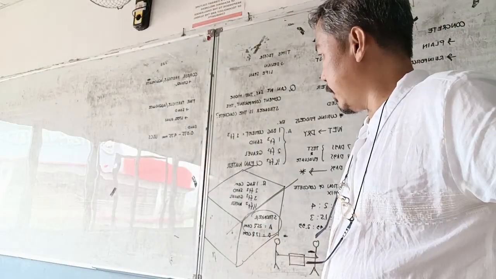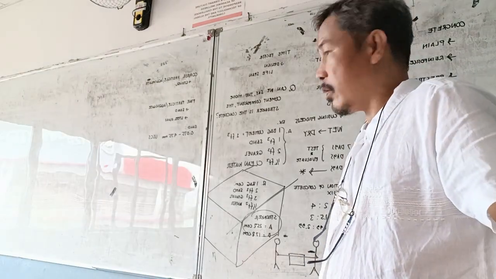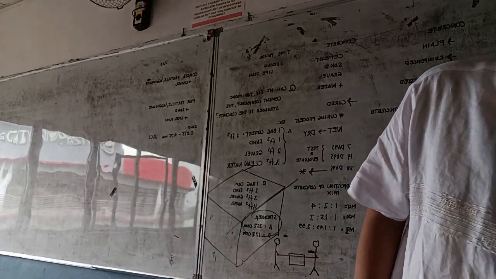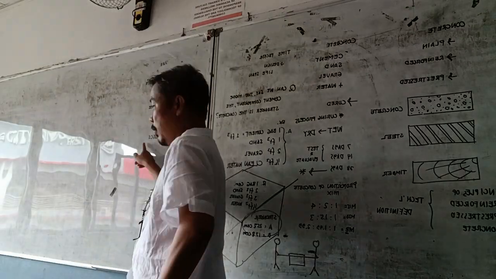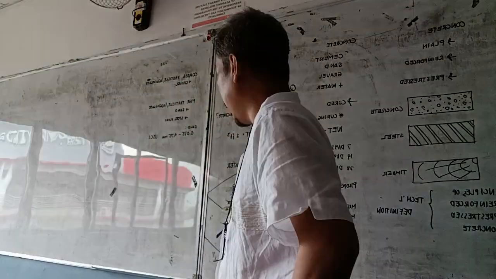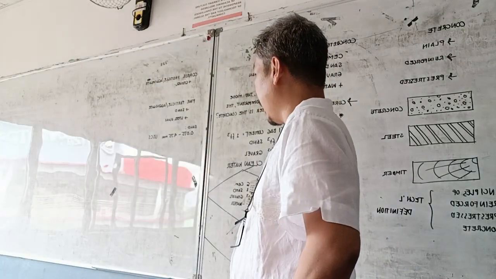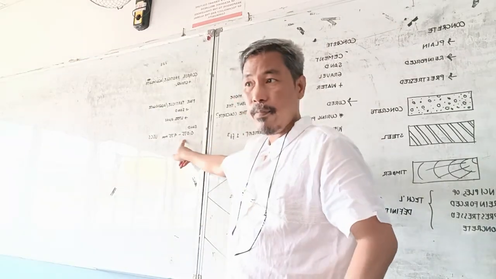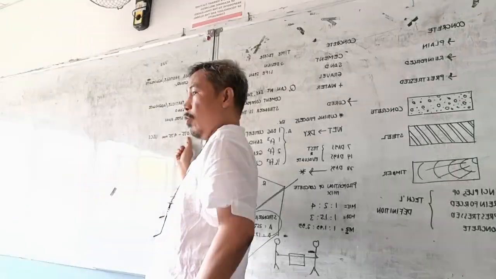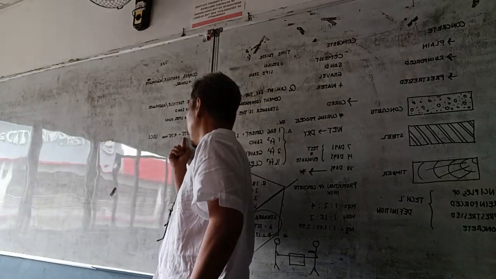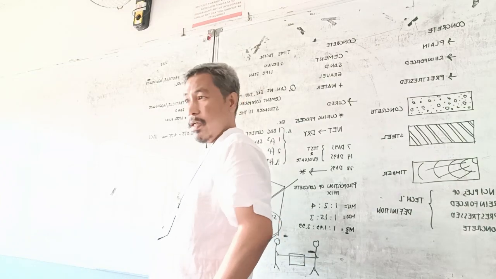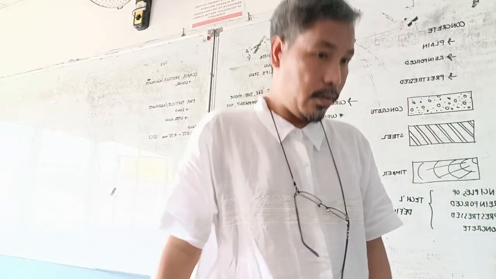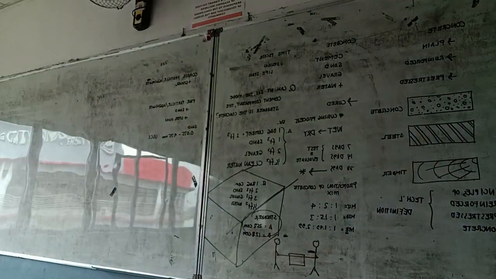What do you mean by USCS? United Soil Classification System. Right? USCS. Your geotechnical subject will also have this standard. 0.075 mm is very small. 1 mm is very small, and this is 0.075 mm, a very small particle. But 4.75 is big.